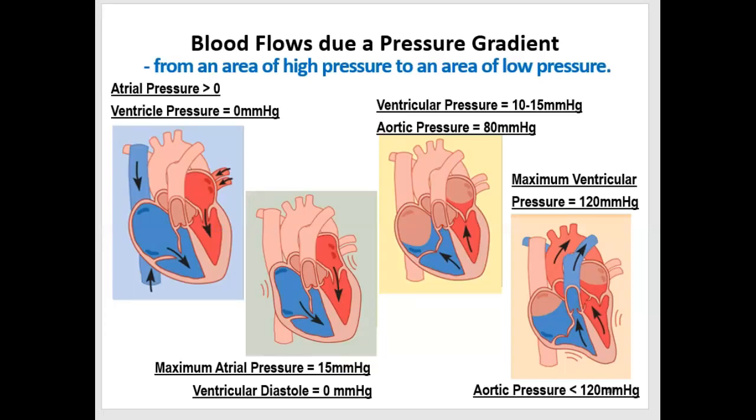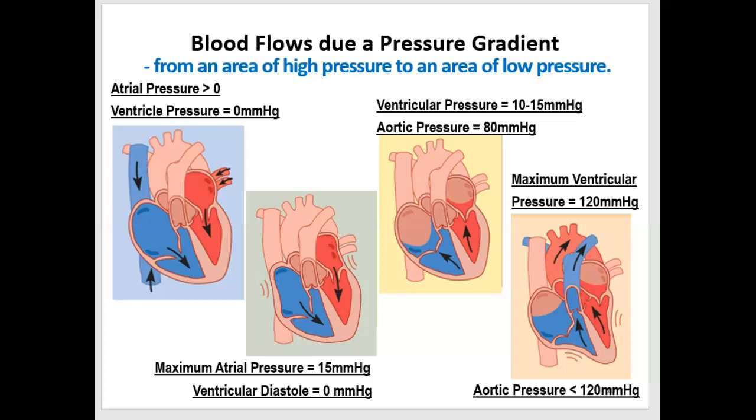For now, we're interested in how blood flows due to a pressure gradient. And blood flows from an area of high pressure to an area of low pressure, much in the way that diffusion occurs, from high to low.